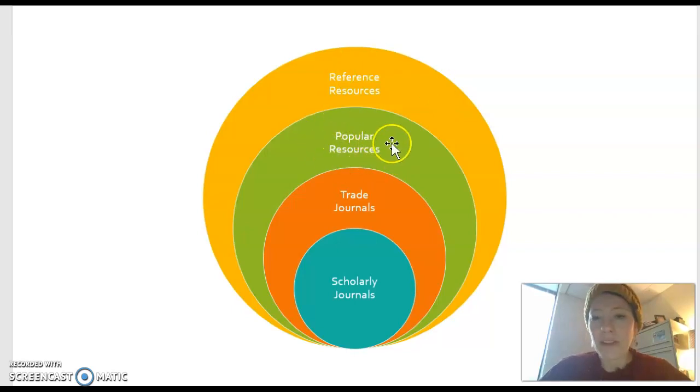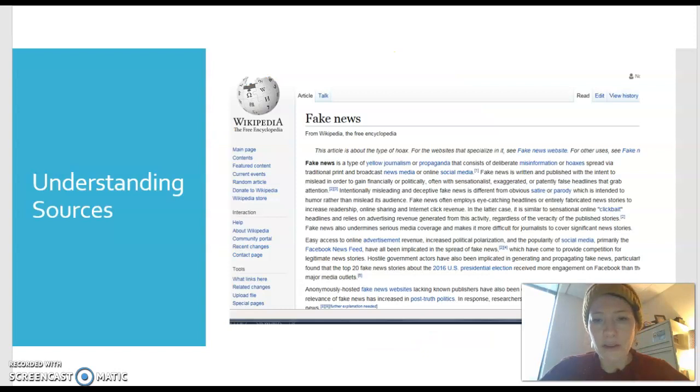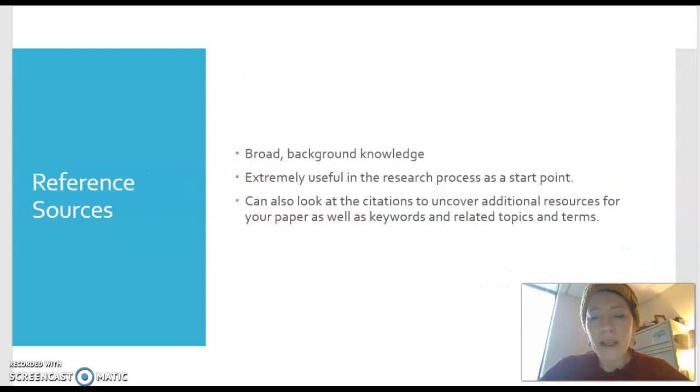Popular resources tend to dig down a little bit more deeply. So for instance, we can look at the example with a reference resource, to go back for a second. Something like Wikipedia, which most people correctly answered as a reference resource, really casts a wide net. It'll give you a nice broad overview of information. And so if you know nothing about your topic, it's a really great place to begin.